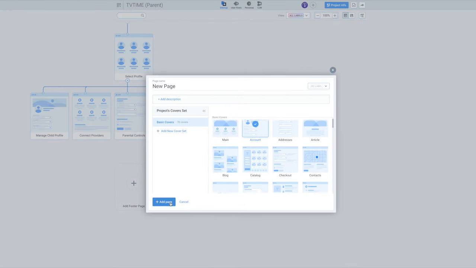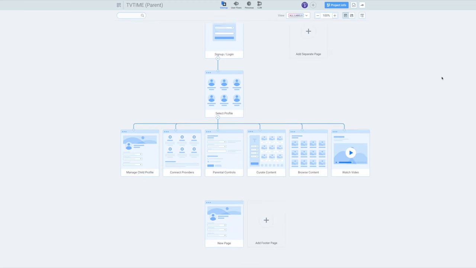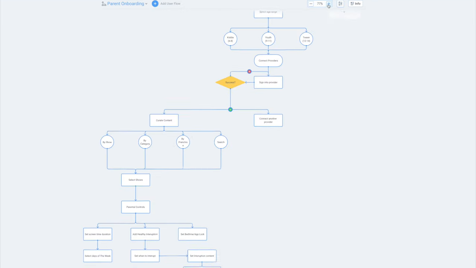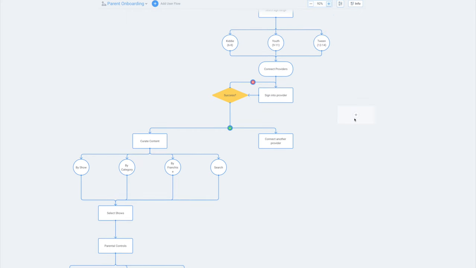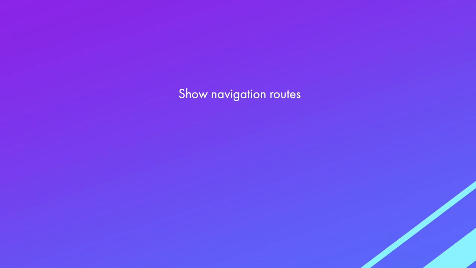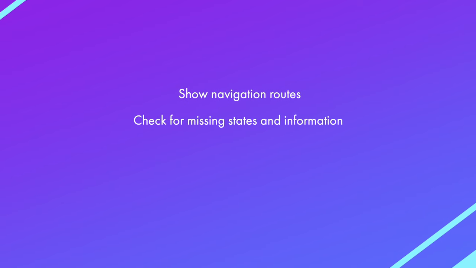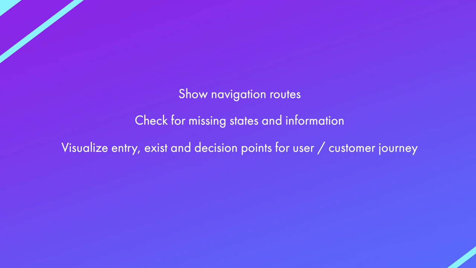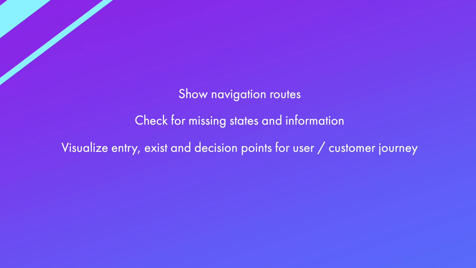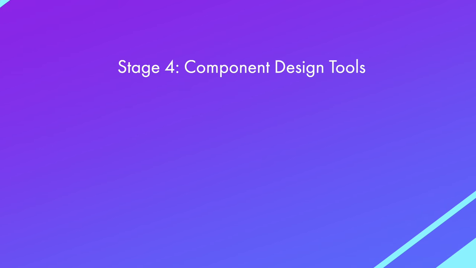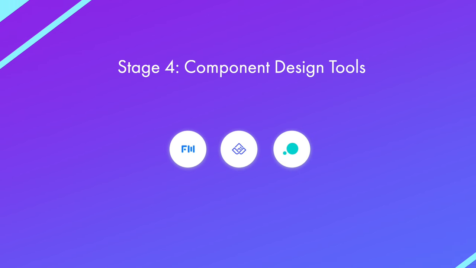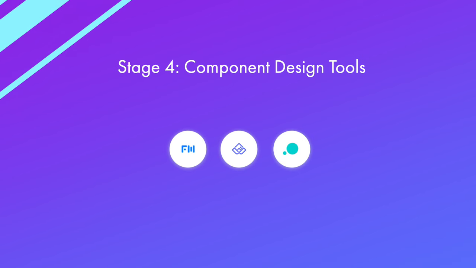This might take the wireframes and put them together with arrows into wire flows. You may have flow charts and conditional statements. The purpose is to show navigation routes, to check for missing states and information, and to visualize entry, exit, and decision points for the user or customer journey. Some examples of helpful tools at this stage are FlowMap or Wireflow, or Justinmind's wireframing tool.